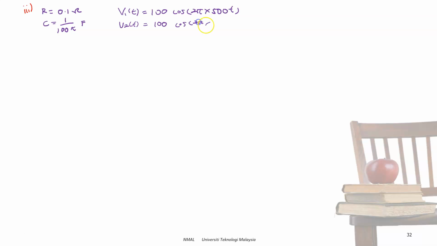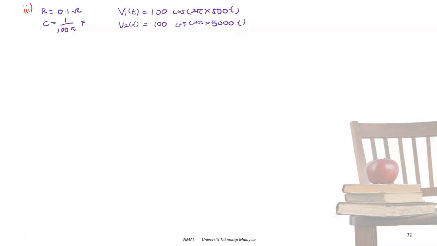Sorry for the red color pen. Okay, so R here is equal to 0.1 ohm, C equal to 1 divided by 100 pi farad, and V1(t) is equal to 100 cos(2 pi multiplied by 500t), and V2(t) is equal to 100 cos(2 pi multiplied by 5000t).